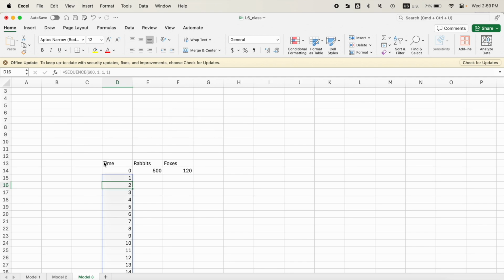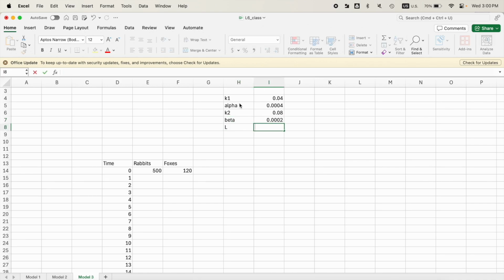So you need some parameters, the values of the parameters, right? You need K1, capital L, alpha, K2, and beta. So the values of K1, K2, alpha, and beta should be the same. Let's just use the same information that we had before. So K1 is equal to 0.04, alpha is 0.004, K2 is 0.08, beta is equal to 0.002. The value of L, let's say 1,000. So the starting population of rabbits is 500, but you limit the carrying capacity to 1,000. So the rabbit population could not exceed that value of 1,000.